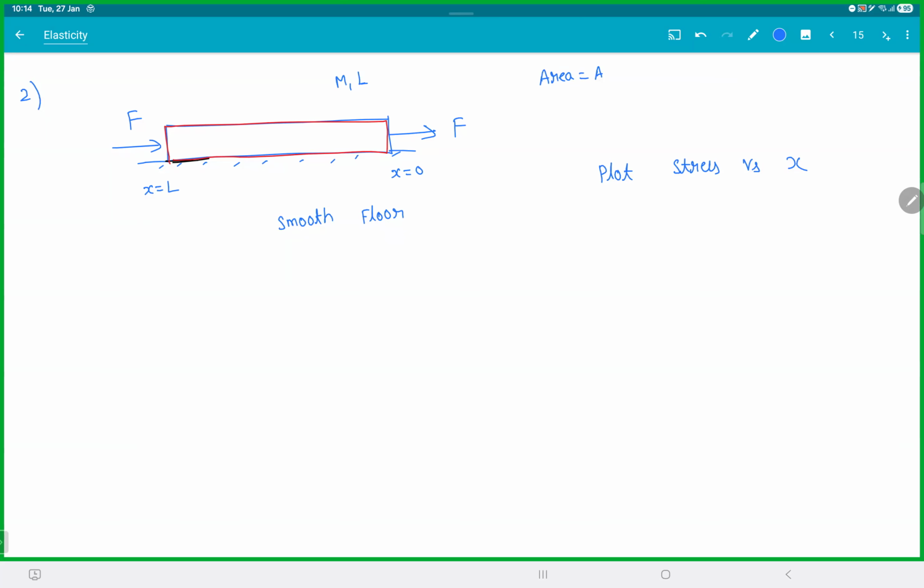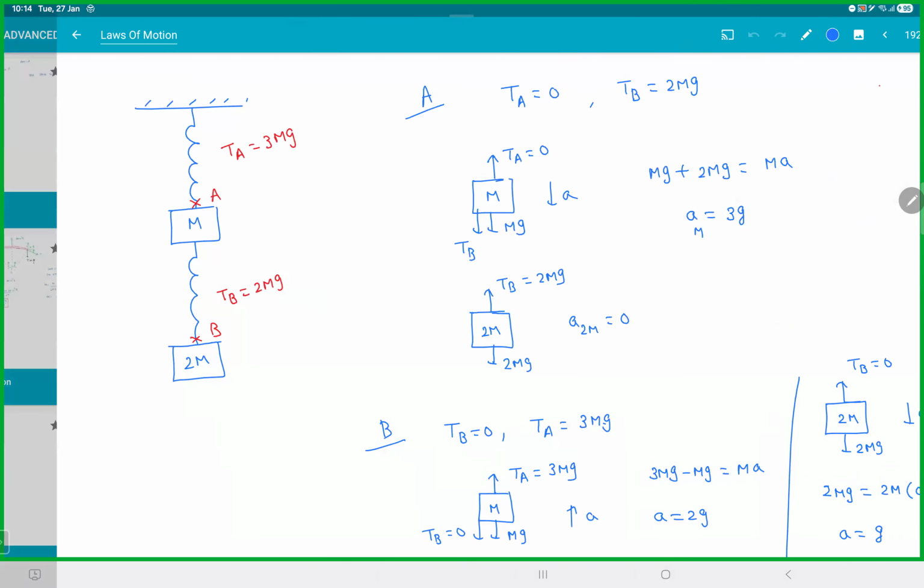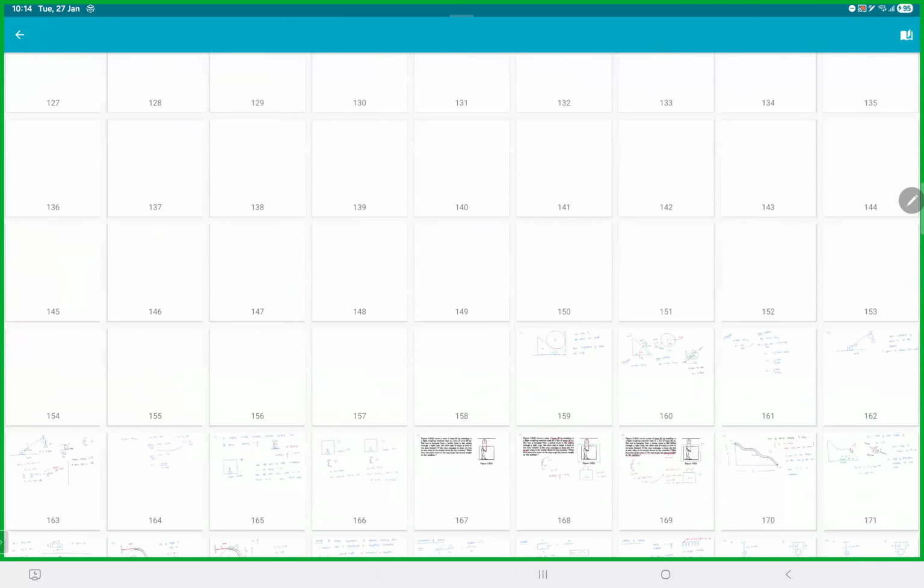You got an interesting graph. You guys forgot how to find tension. I taught you how to do this in laws of motion and finding tensions.